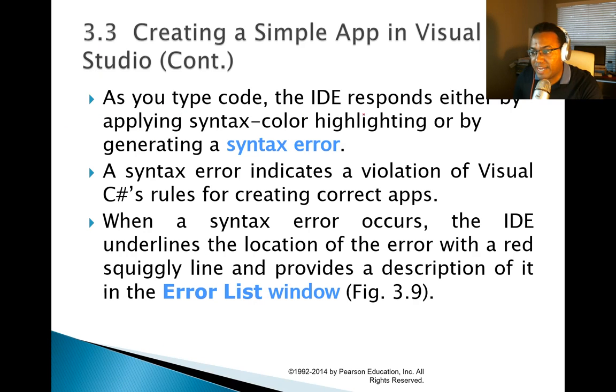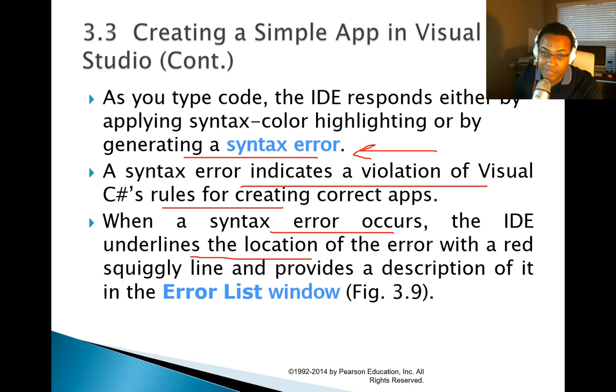As you type code, the IDE responds either by applying syntax color highlighting or by generating a syntax error. Remember, a syntax error is a written error in the code, not an error logically where the numbers are wrong. It means that the code cannot run correctly. A syntax error indicates a violation of Visual C#'s rules. When a syntax error occurs, the IDE underlines the location of the error. Sometimes it tells you there's an exception error as well, and it'll post it in the error list window.